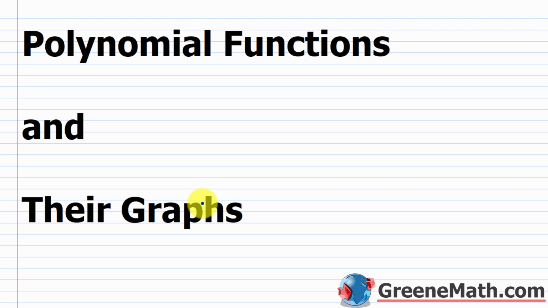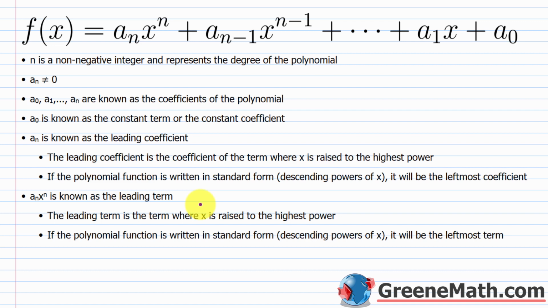In this lesson, we want to talk about polynomial functions and their graphs. All right, before we jump into the lesson, let's just go over a few basic definitions. These are things we're going to refer to constantly in this lesson. So if we have something like this right here, it represents a polynomial function of degree n. So you see here we have that n is a non-negative integer and represents the degree of the polynomial.